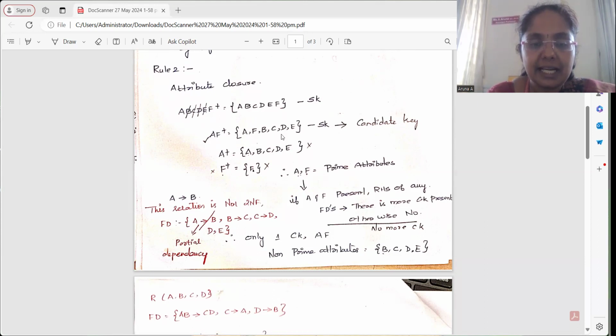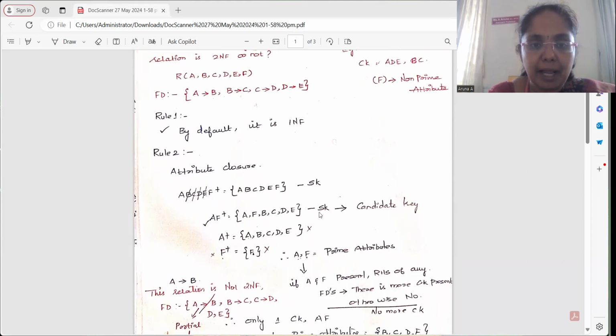Now we can check whether there are any further candidate keys available in this relation. We have to check whether these prime attributes are present on the RHS or not. Here A is not present on the RHS side, and F is also not present on the RHS.